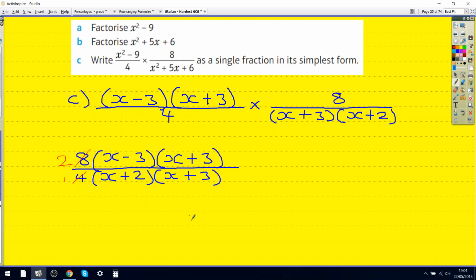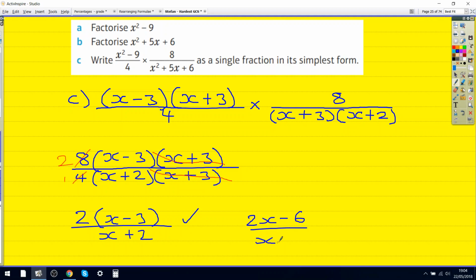Can you make it even simpler? Yes, you can, because I noticed there's an x plus 3 on the numerator and the denominator. So 2 outside the bracket and then x minus 3 over x plus 2. So I think we can simplify this even more. So we have 2x minus 6 over x plus 2. Can you simplify that? No, I don't think so. And this part here is fine because it's good to have it factorized, because that's how we simplified this, by factorizing. There's nothing wrong with leaving it factorized, because maybe you'll later add it to something and simplify it again.